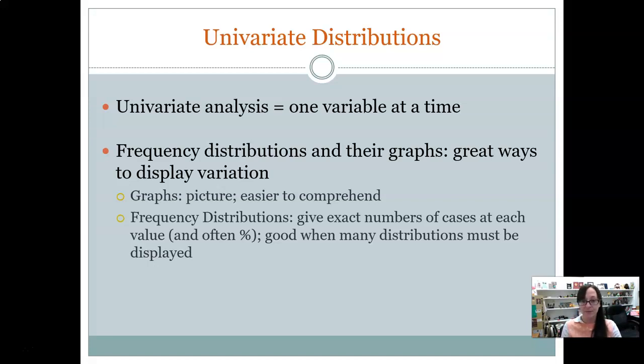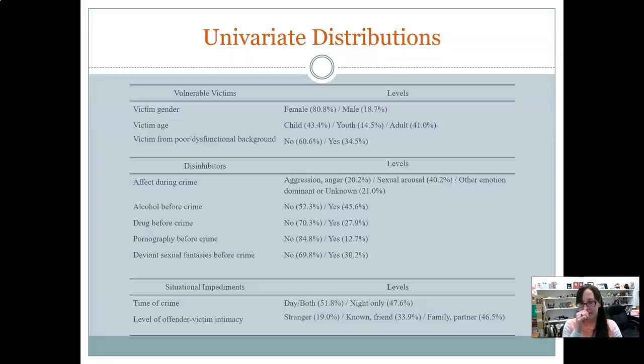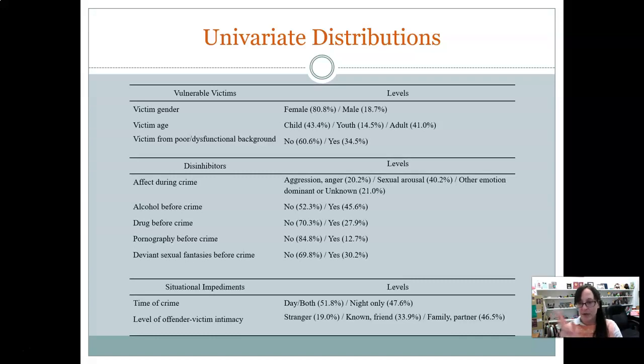That's what a frequency distribution is. Here's an example from my research. This is real data that I've used, although it's only a small portion. This is only 10 of the 20 independent variables that I used, and none of the 5 dependent variables. You can see they're grouped into types. Vulnerable victims has 3 specific independent variables under that grouping. Disinhibitors has 5 independent variables. But each line is a separate variable.